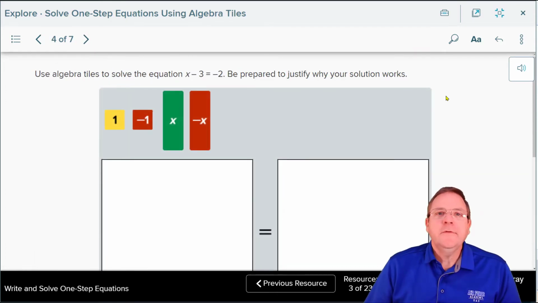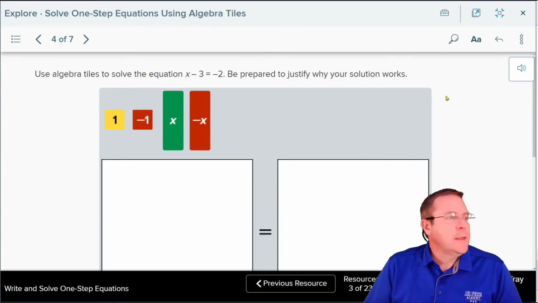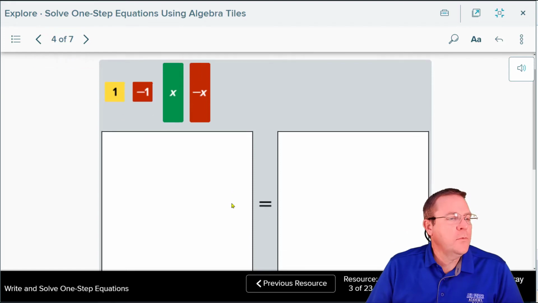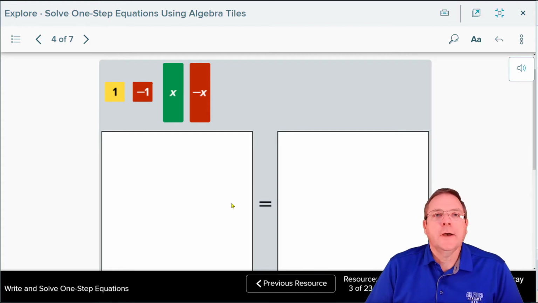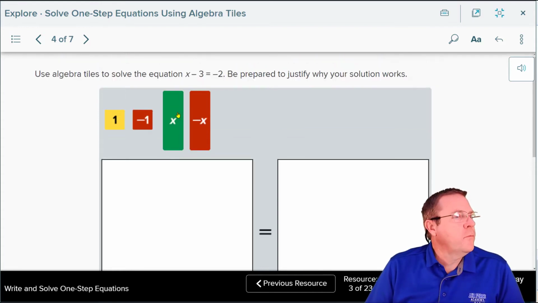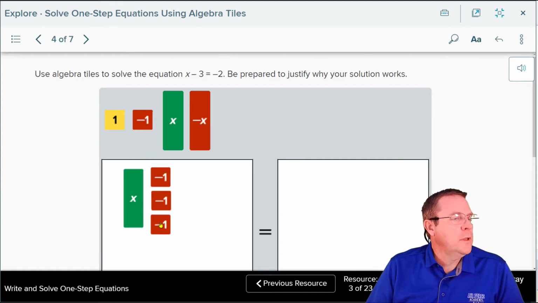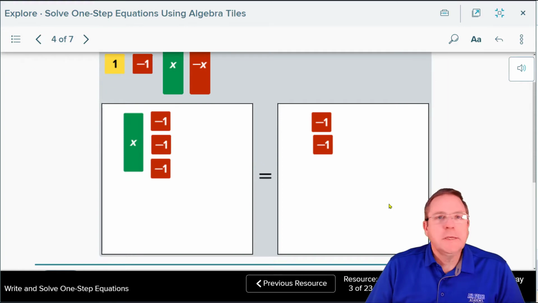Now they're going to give us an equation. The equation that they give us is x minus 3 equals 2. So we have to build that equation using our algebra tiles. And from there, we're going to have to isolate the variable to find a solution. So let's start off with our equation. We have x minus 1, 2, 3, and it's going to equal a positive 1, 2. So that's the basic problem.